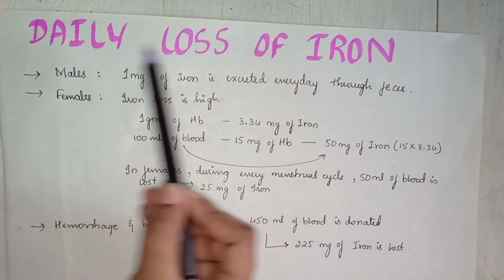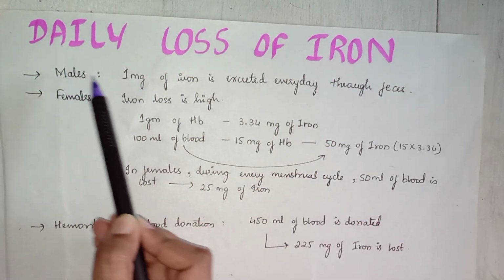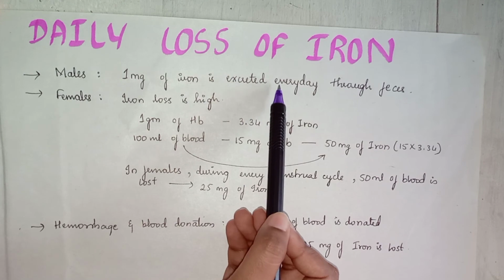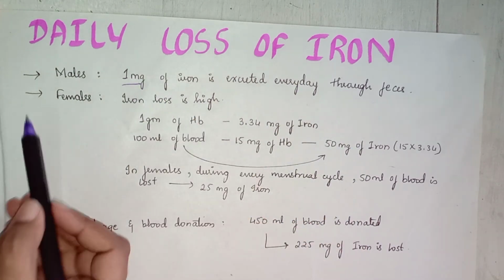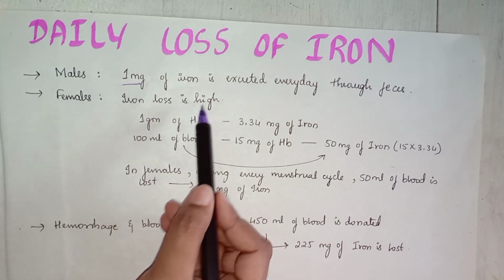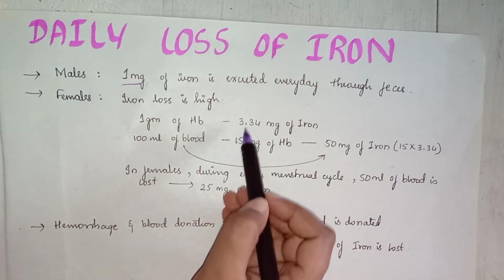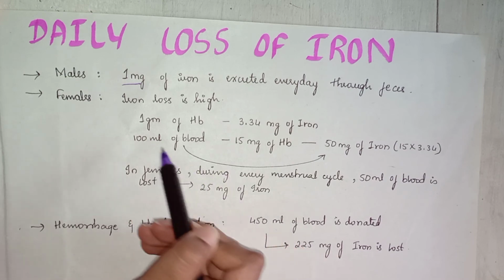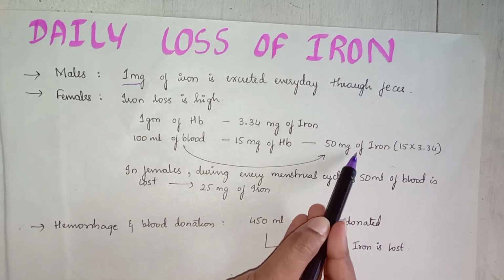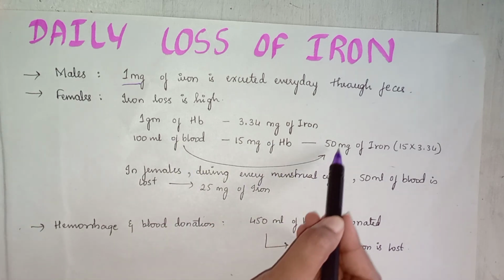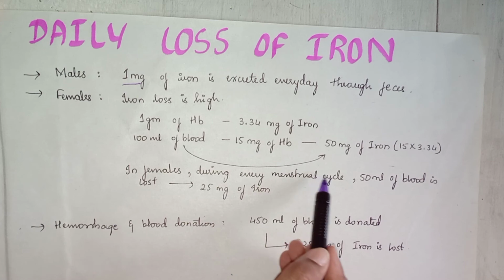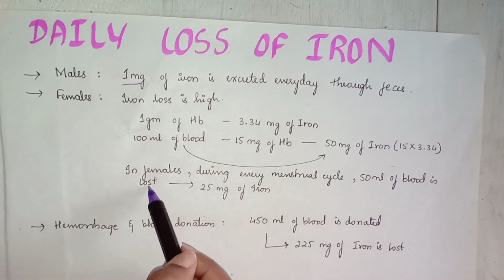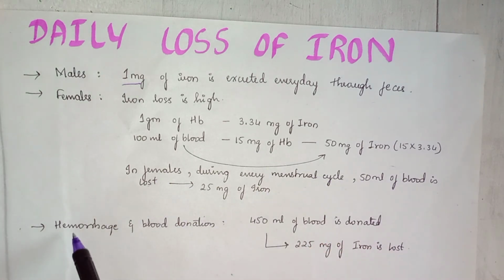Daily loss of iron. In males, 1 mg of iron is excreted every day through feces. Whereas in females, iron loss is higher. Now let's see why. 1 gram of hemoglobin contains 3.34 mg of iron. So 100 ml of blood has 15 g of Hb and 50 mg of iron. So basically 100 ml of blood contains 50 mg of iron. So in females, during every menstrual cycle, 50 ml of blood is lost, that is 25 mg of iron. In hemorrhage, 225 mg of iron is lost.